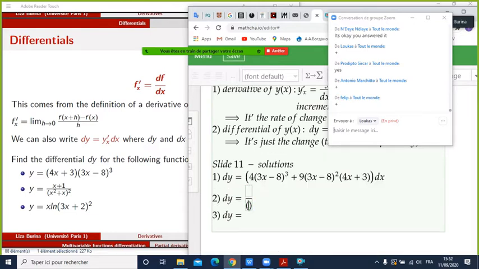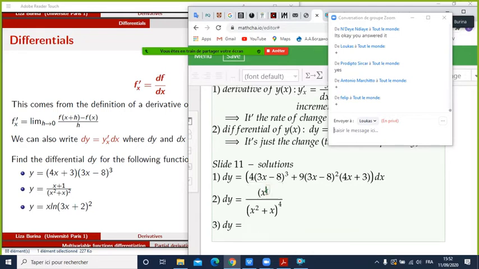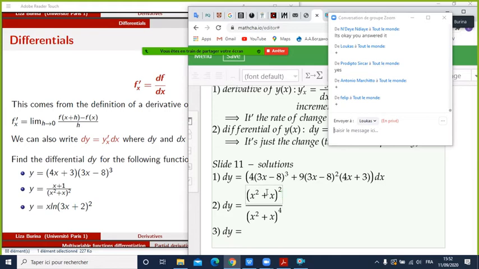Okay, and then for the second one, this is our quotient rule, and we end up with the denominator squared, so that's going to be to the power of 4. Here the derivative of the numerator is 1, so I'm just going to rewrite the denominator as it is for the first term, and then minus the derivative of the denominator, which is going to be 4x, and then here I'm going to have nothing.